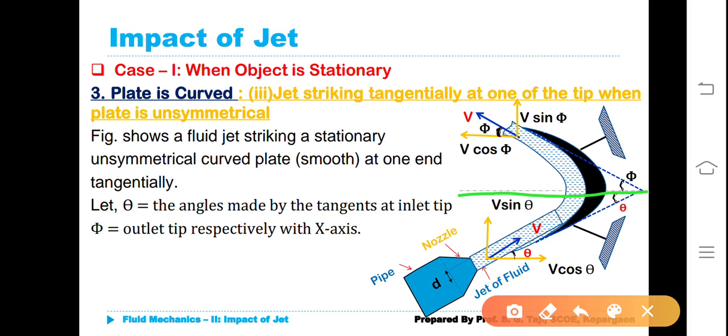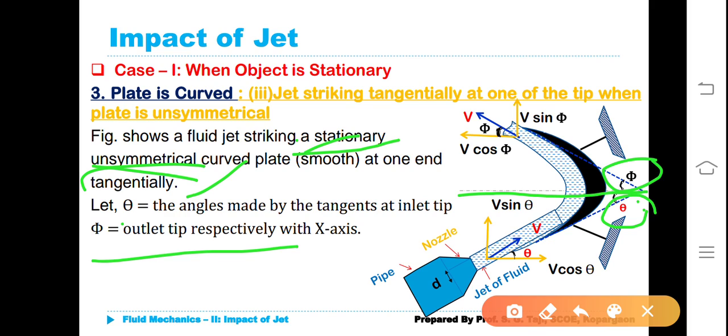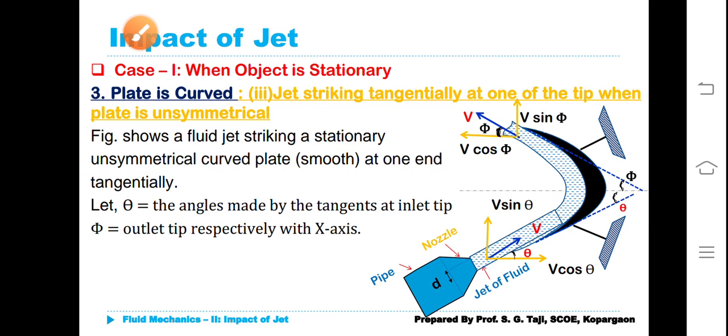Figure shows a fluid jet striking a stationary unsymmetrical curved plate, which is smooth at one end tangentially. This is important. Let theta be the angle made by the tangent at the inlet tip, and phi at the outlet tip, respectively, with the x-axis. You can see here theta with respect to the x-axis at inlet, and phi is the angle made at the outlet tip with the x-axis. Is it clear? Okay.